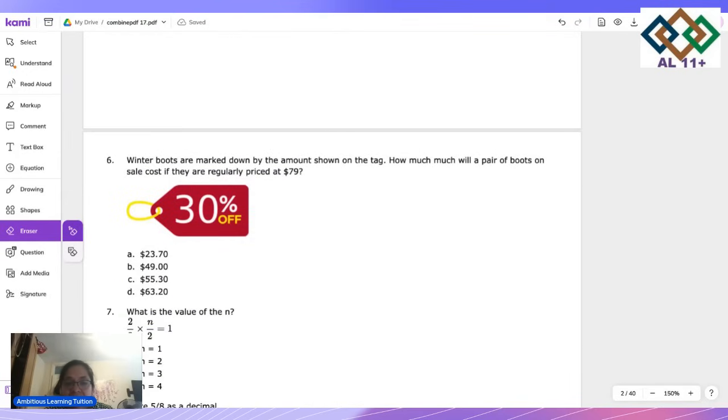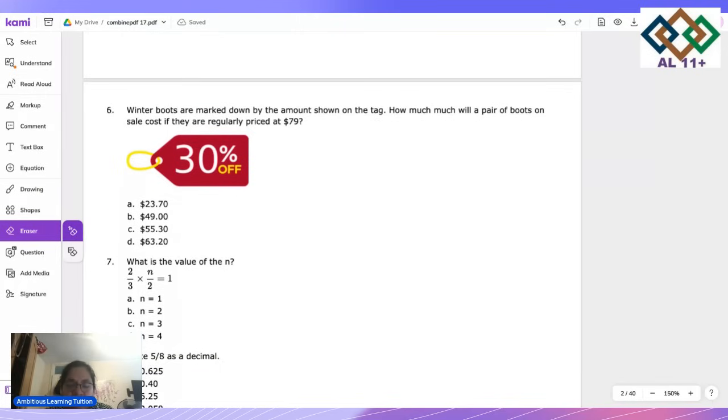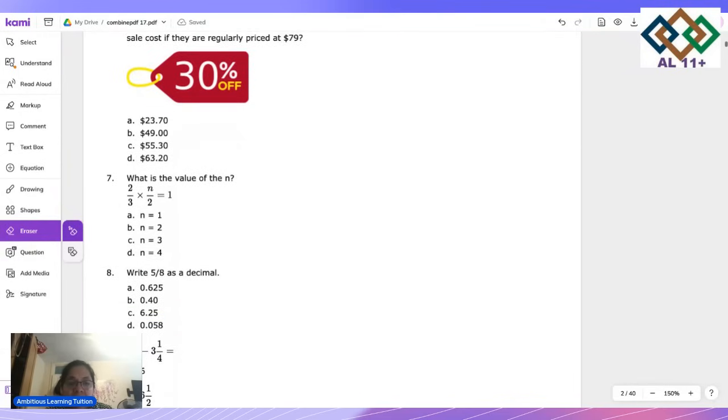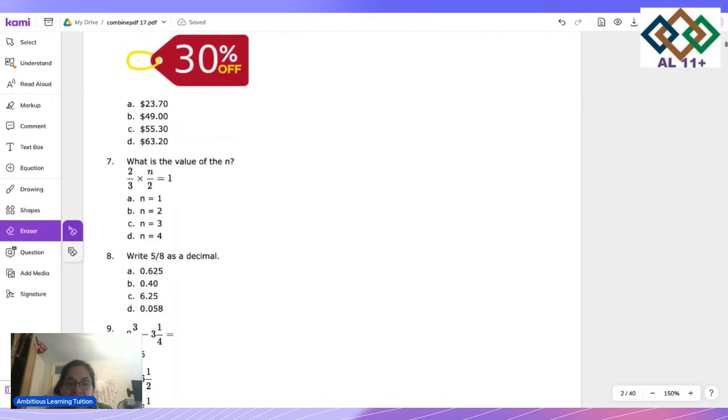And then you have something for sale price and the actual price. So this is also very common. Winter boots are marked down by the amount shown on the tag. How much will a pair of boots on sale cost if they're regularly priced at $79? And you have been given the prices, you have to think about that.